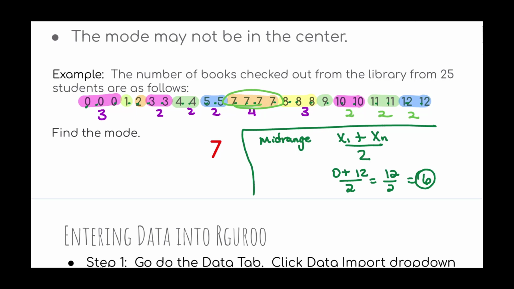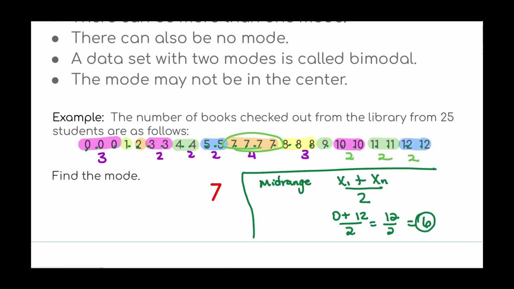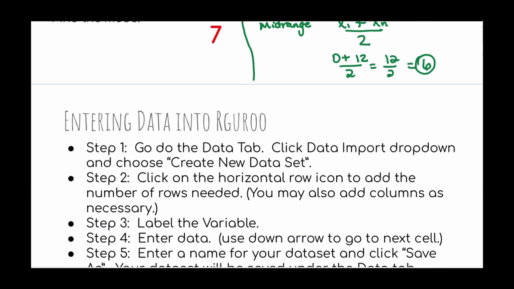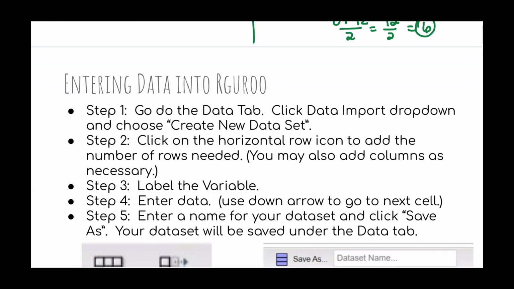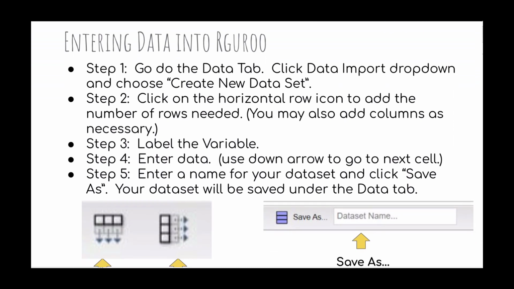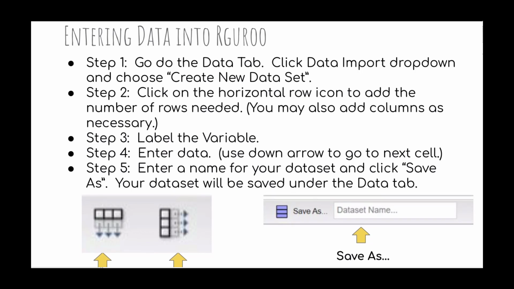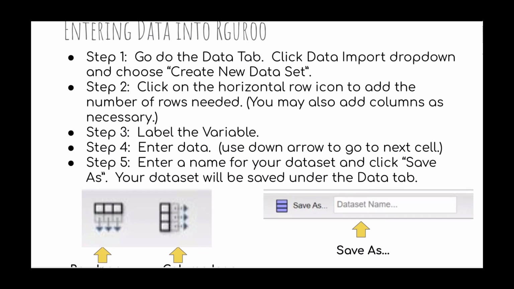Okay, so each of these are pretty easy to do by hand if you have a small number of numbers, but when you have a large data set, that's when it gets a little bit more complicated, so it's helpful to have technology to help us out. So here are the steps for using Rguroo. The first thing that you have to do before you can do anything is enter the data into Rguroo. If the data is already in Rguroo, no big deal, but if it's not, you need to put it in there. So these are the steps to putting data in Rguroo.